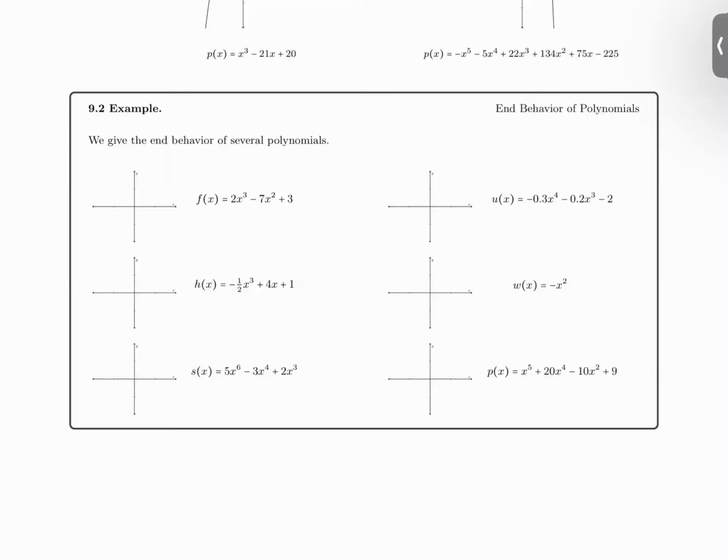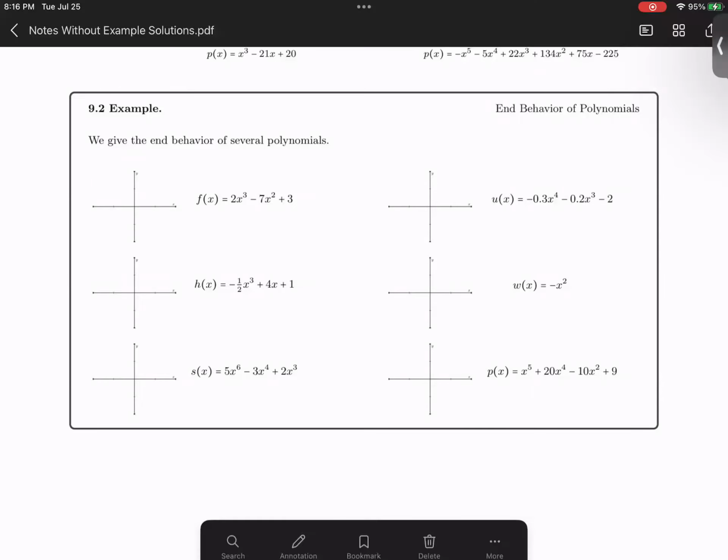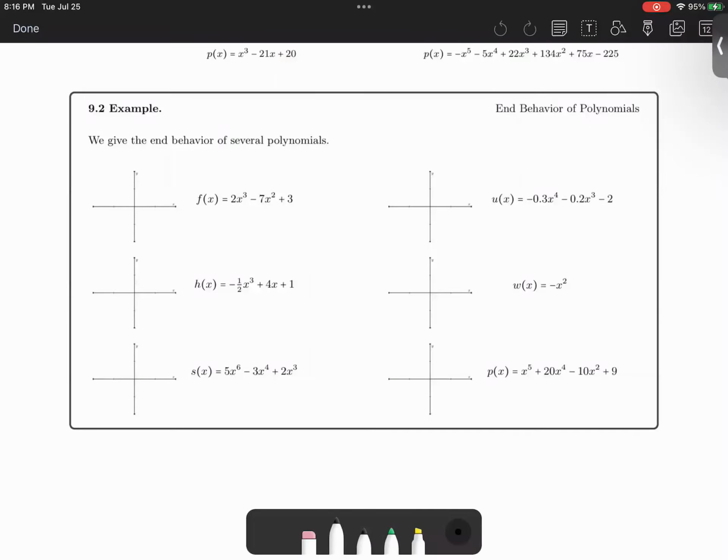Just like the end behavior of quadratic functions was easily determined by the leading coefficient, right? If you had, as a simple example, minus x squared, you knew it was going to be concave down. So as we move to the left infinitely, I move towards minus infinity, and as I move to the right infinitely, I move towards minus infinity.